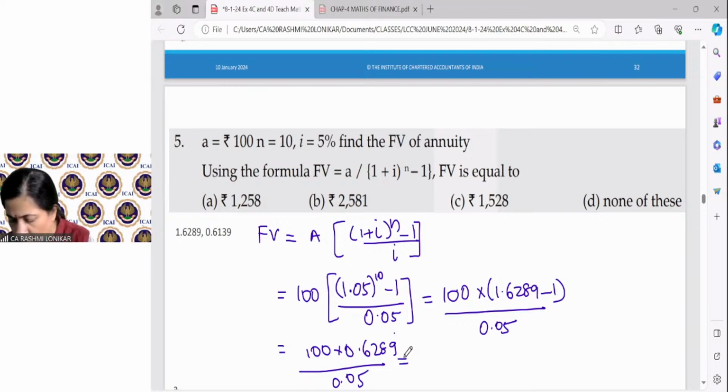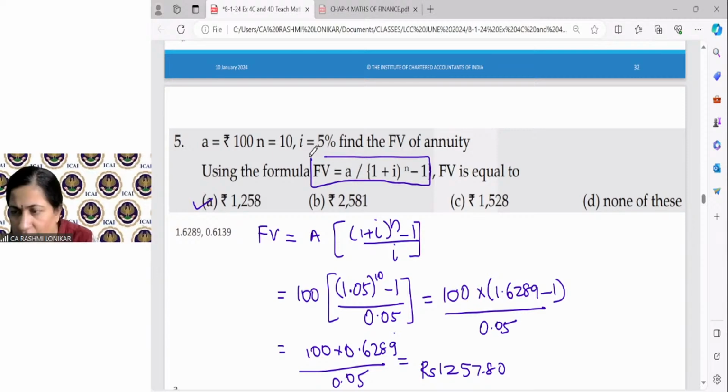100 into 0.6289 is equal to 62.89 divided by 0.05. It is equal to rupees 1257.80. So A will be your correct answer. Okay, don't worry about this formula. There's some printing error. In the exam, there will not be a printing error. Okay, so don't worry.